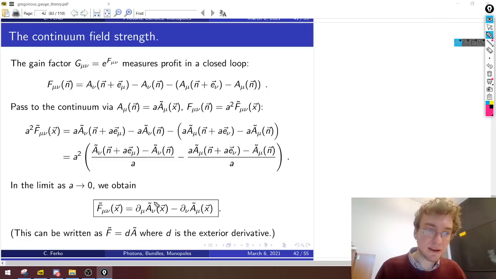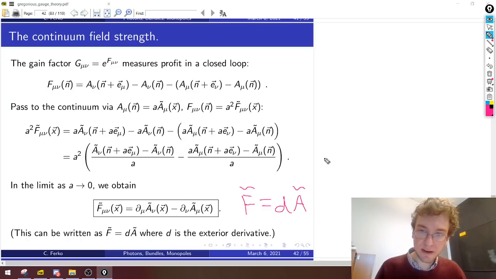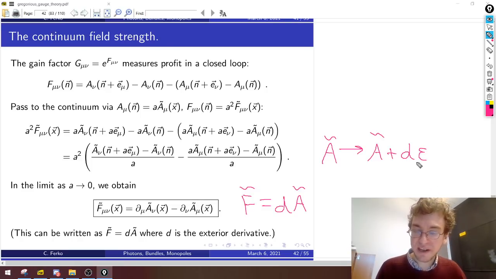Maybe one more Greg type comment. An easy way to see that this is gauge invariant, f tilde is dA, where d is the exterior derivative. This had better be gauge invariant because the gauge transformation looks like a tilde goes to a tilde plus d epsilon, where epsilon is this gauge parameter, but d squared is 0. So taking d of a, if I change a tilde to a tilde plus d epsilon, then this is the same as dA tilde, because d squared is 0. So this is a quick way to see that f had better be gauge invariant, because it's taking two exterior derivatives, if you like.